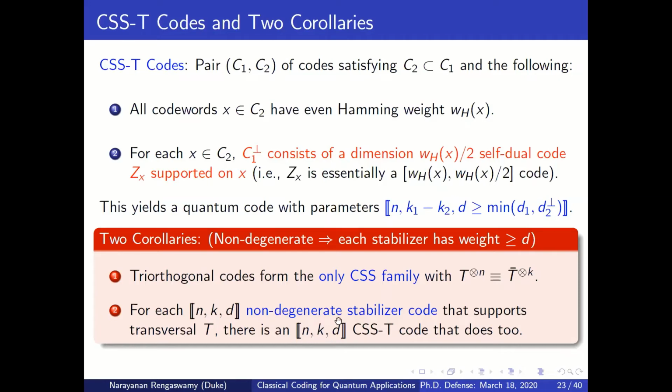And if you look at non-degenerate stabilizer codes, non-degenerate meaning every stabilizer has weight at least D, then we show that you don't get much by thinking beyond CSS codes. So for every n, k, d non-degenerate code with the transversal T property, we can also produce a CSS code with the same property. So this is an open problem people have been thinking about: whether CSS codes are enough, or do we actually gain more if we work with non-CSS stabilizer codes? And this settles the question under this assumption of non-degeneracy.